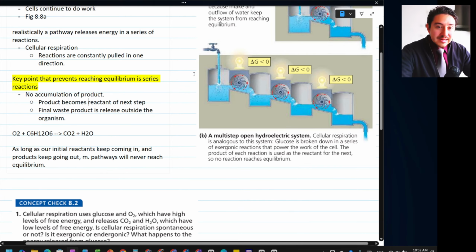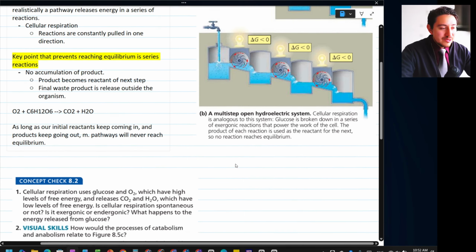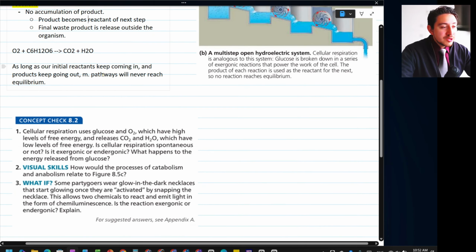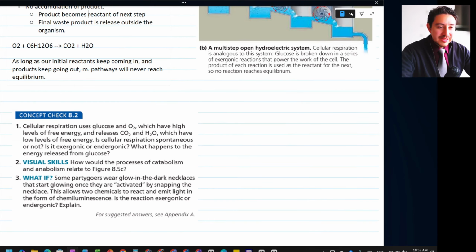Ultimately, in that example of glycolysis and cell respiration, glucose turns into pyruvate, acetyl-CoA, and then ultimately carbon dioxide, and then we release carbon dioxide. So we never accumulate carbon dioxide in our body. Okay, that's a very, very interesting thing. As our initial products keep coming in, the products keep coming out, so our bodies and our cells will never reach equilibrium. Very, very interesting thing.